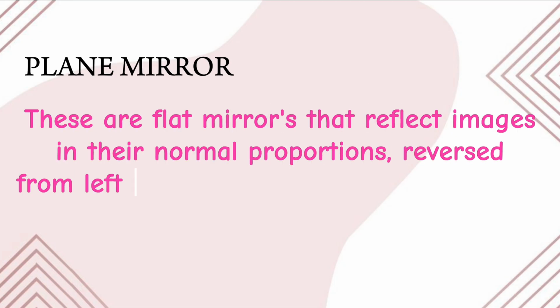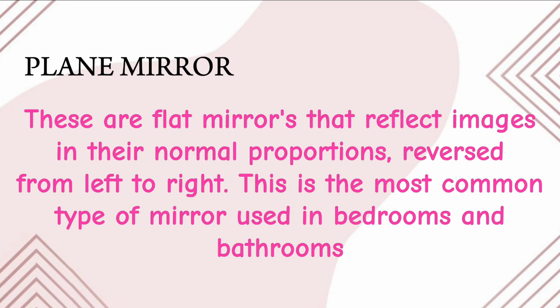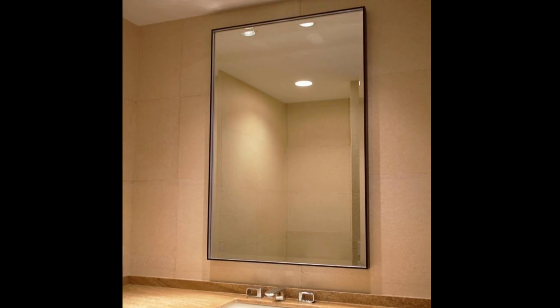Did you know that there are 3 types of mirrors? Yes, you heard it right. There are 3 types of mirrors. Come on, I'll show you and teach you what those types of mirrors are. Plane mirrors. These are flat mirrors that reflect images in their normal proportions, reversed from left to right. This is the most common type of mirror used in bedrooms and bathrooms.